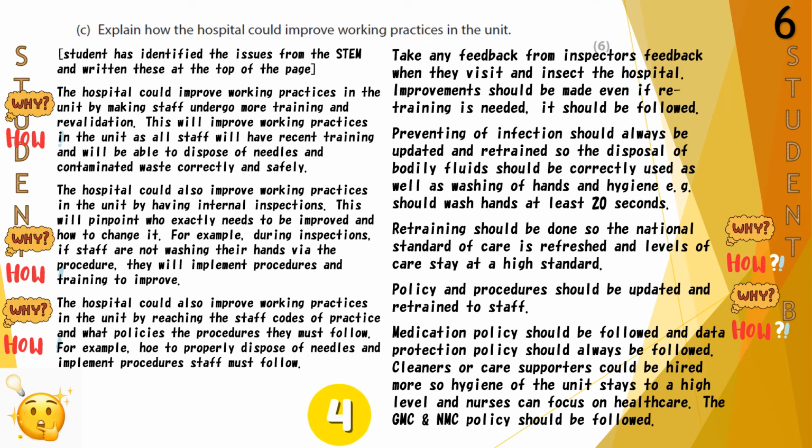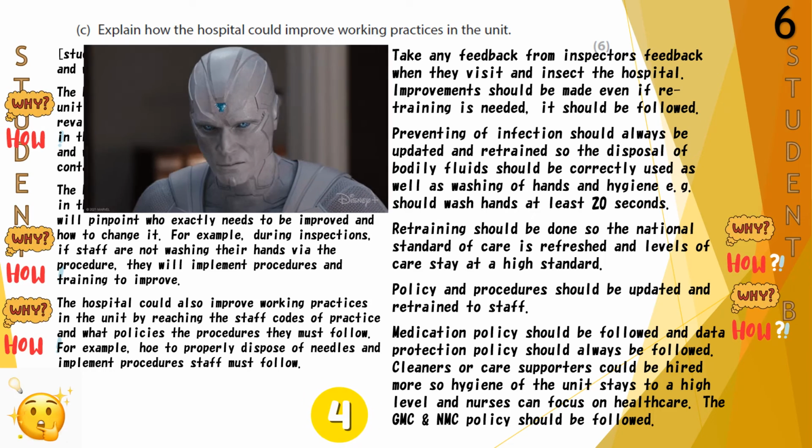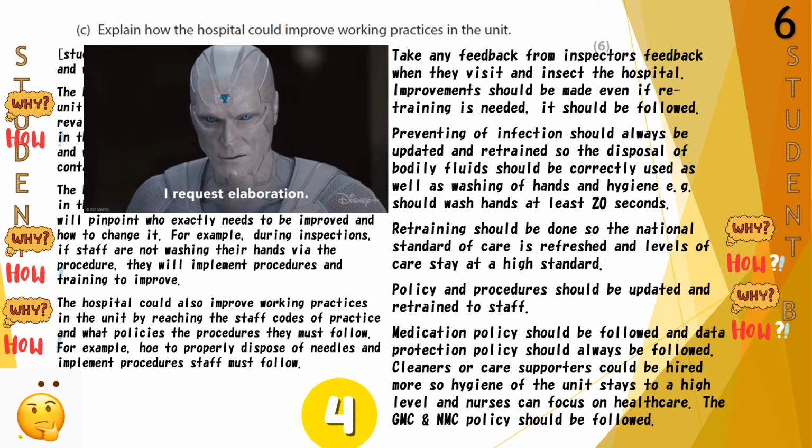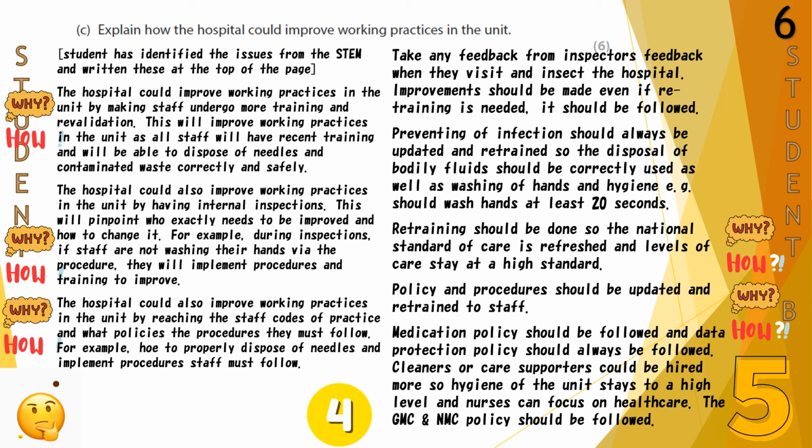Again, they mentioned the GMC and NMC policies should be followed. So this one wasn't as strong a response, but a lot of their points needed more elaboration and needed more development. But it did score 5 out of 6. I think it's almost a bit like a scattergun. They threw enough things into the answer to hit those points.